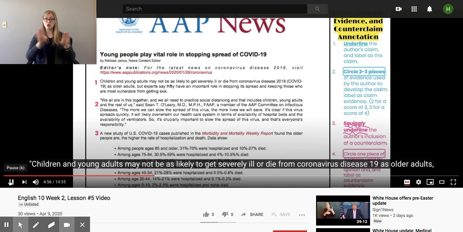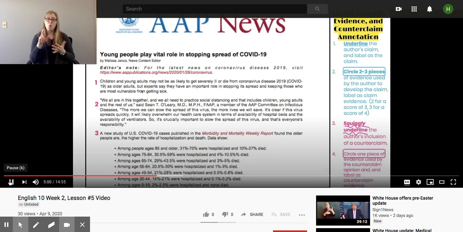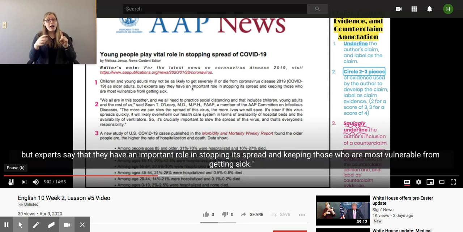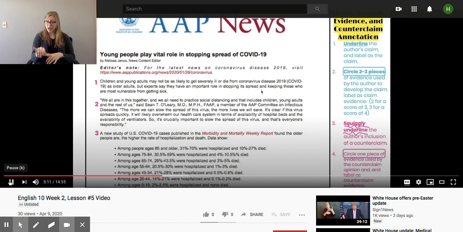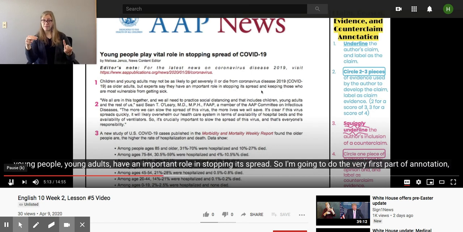Children and young adults may not be as likely to get severely ill or die from coronavirus 2019 as older adults, but experts say that they have an important role in stopping its spread and keeping those who are most vulnerable from getting sick. That right there is a claim. It's taking a position that young people, young adults, have an important role in stopping its spread.